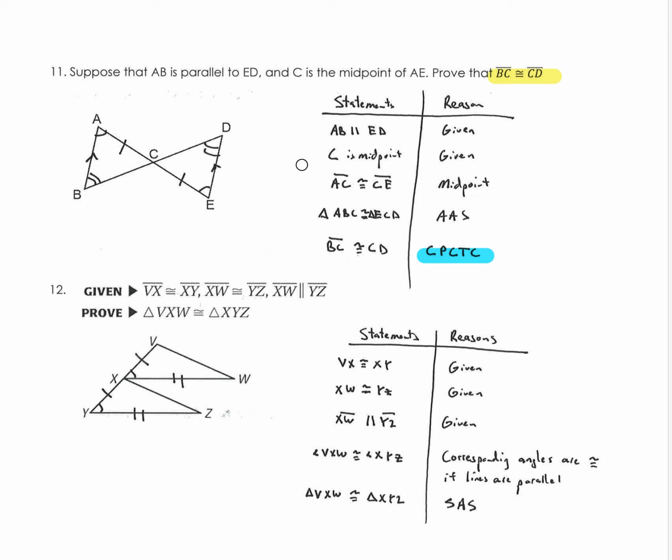However, what do you know about the midpoint? If C is the midpoint, doesn't that mean that that side and that side are the same, so then you say it. AC congruent to CE. How do you know that? Definition of midpoint. But now if you look at the triangle, you have, oh, sorry.